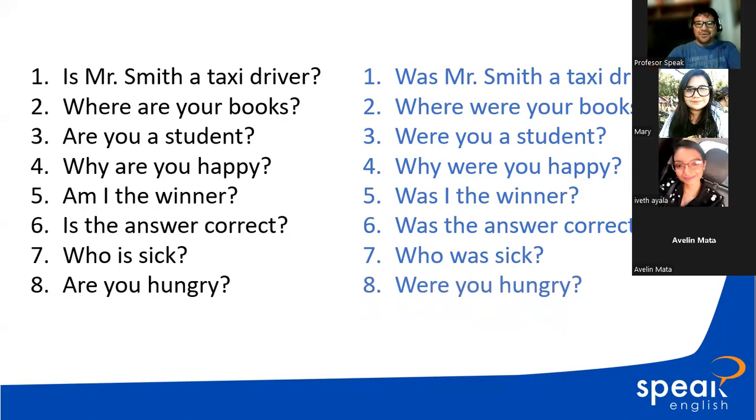Correct. So notice we changed the verb be in these questions and we use was or were. Depending on the subject, depending on the verb be, that's what we are going to use. Is for was and are for were. Any questions? No, teacher. All right.